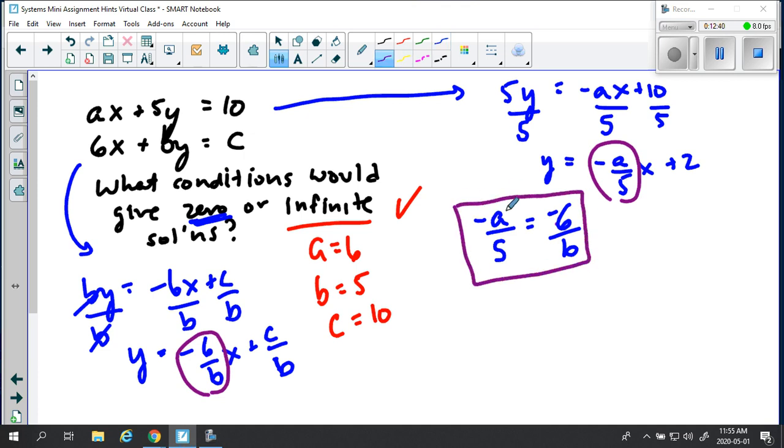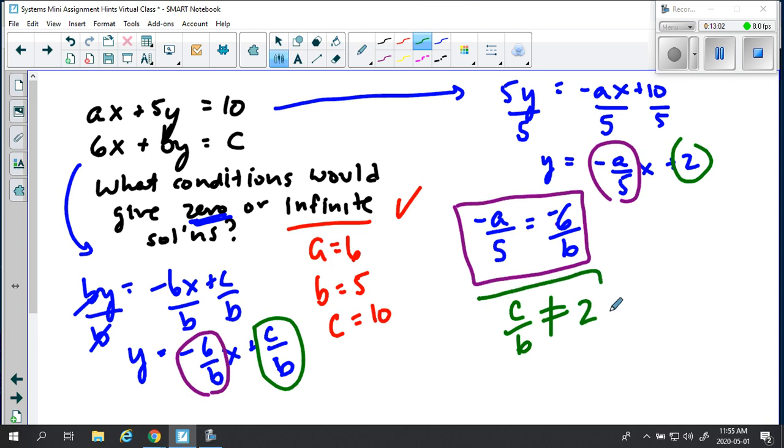A student pointed out that if you want there to be zero solutions, your y-intercepts better not be the same. Because if they're the same slope and the same intercept, they're the same line, and you're going to have infinite solutions. So what we're also saying is that this y-intercept here better not be equal to 2, right? Otherwise, we're going to have the exact same line. So in this case, the infinite solution is pretty easy. We can just come up with numbers, but the zero solution is a little bit harder.